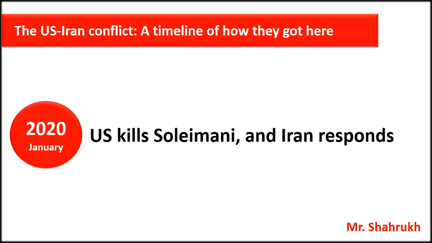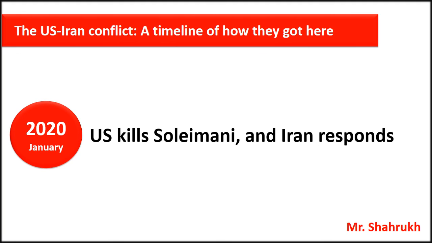In January 2020, US kills Soleimani and Iran responds. Trump says he ordered an airstrike in Iraq to kill Iran's top general Qasem Soleimani, a move that previous US presidents had considered far too provocative. Thousands of people flood the streets of Iran to mourn him. Iran is furious and vows retaliation, ultimately firing missiles at Iraqi bases that house American troops a few days later. No lives are lost, and Trump responds by promising more sanctions.